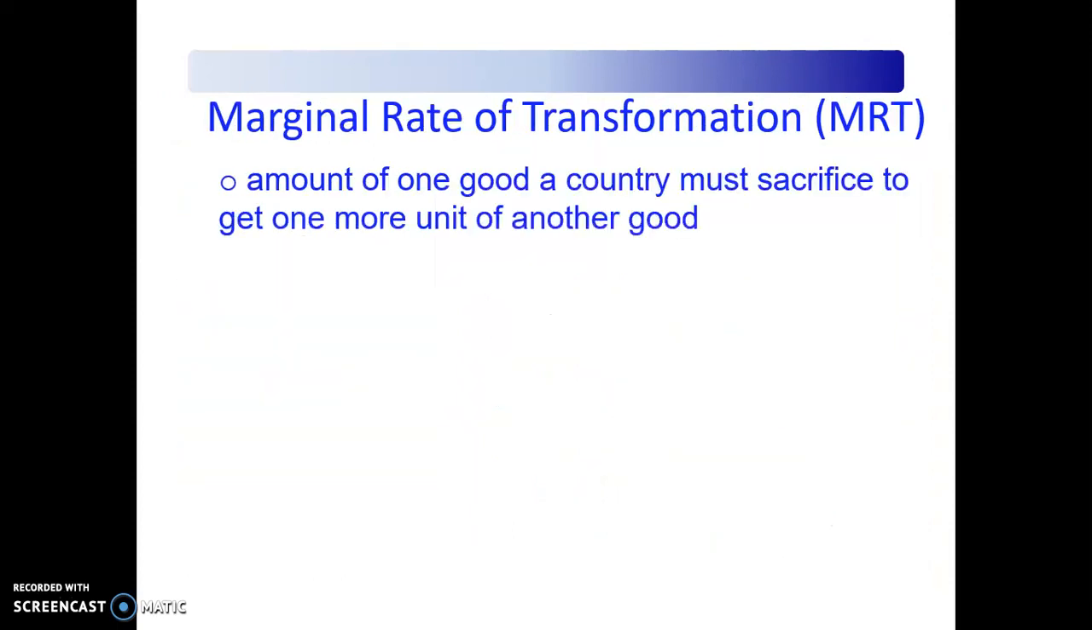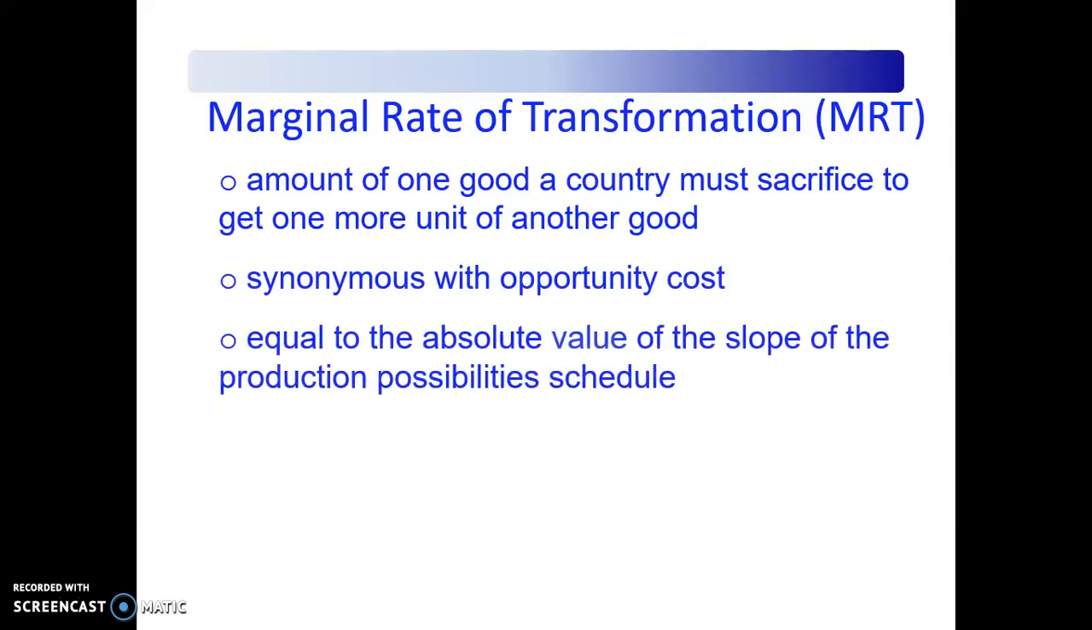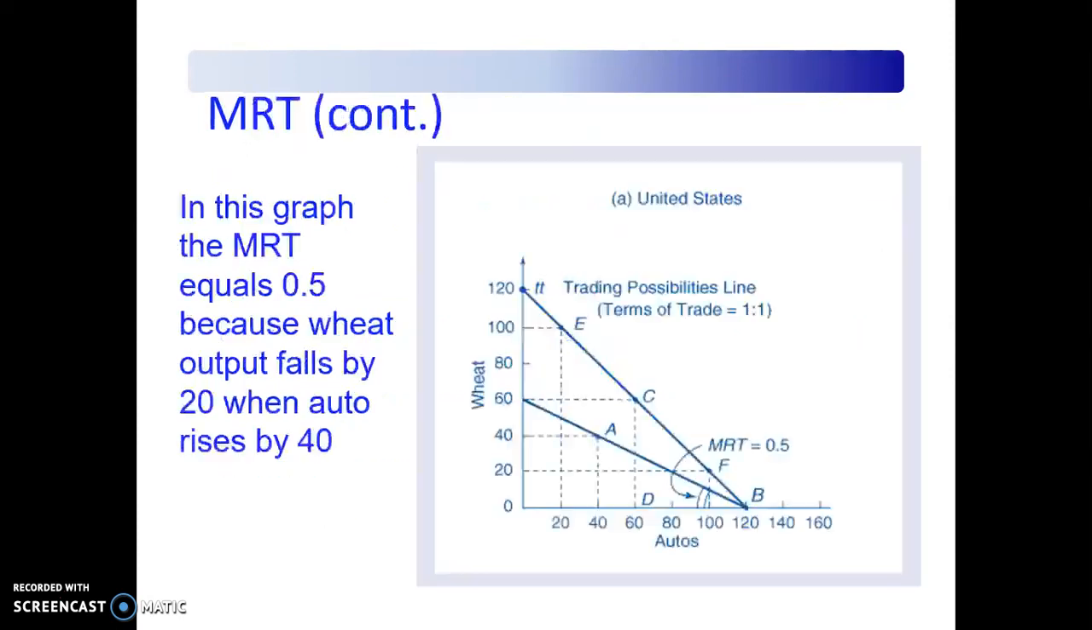The marginal rate of transformation is the amount of one good a country must sacrifice to get one more unit of another good, which is synonymous with opportunity cost. How much will you give up to get one more unit? And it's equal to the absolute value of the slope of the production possibility schedule. And these are the mathematical formulas for figuring that out. We will not go into that right now.